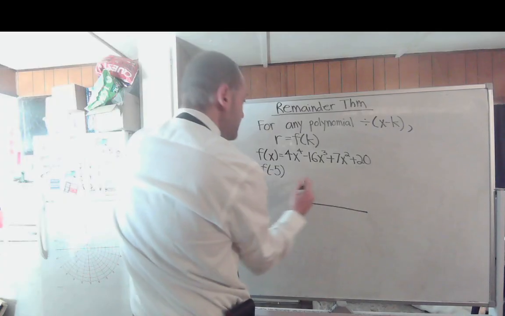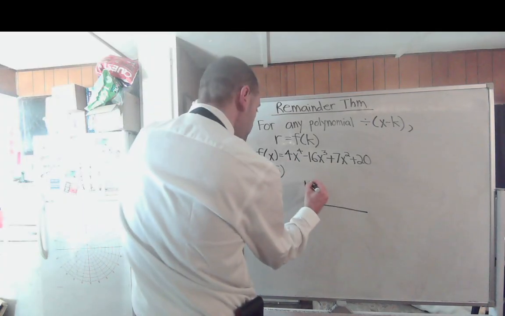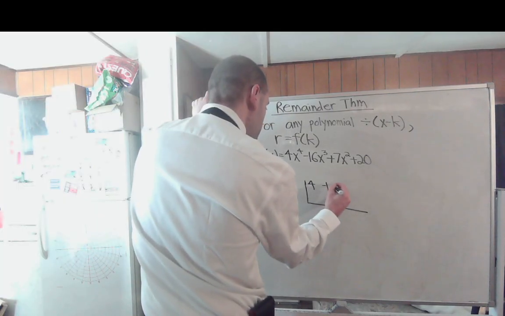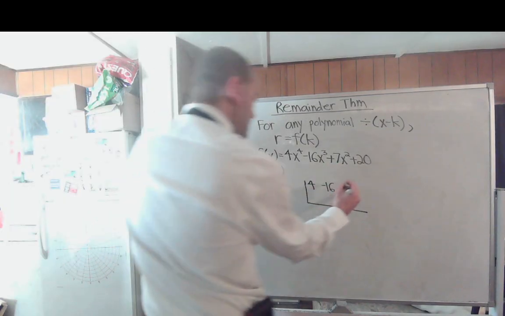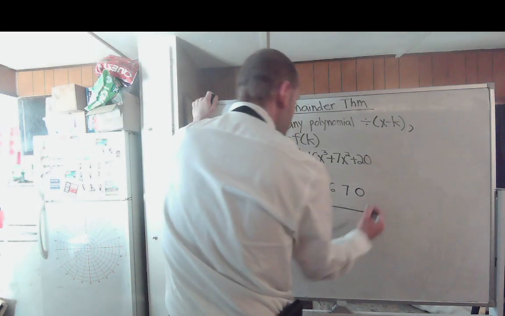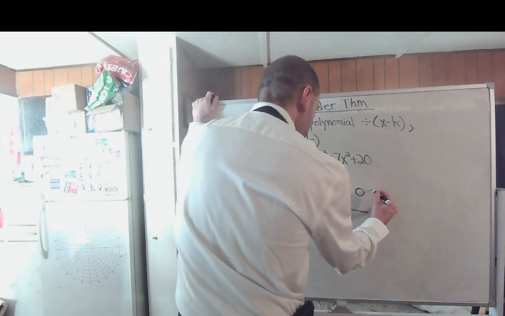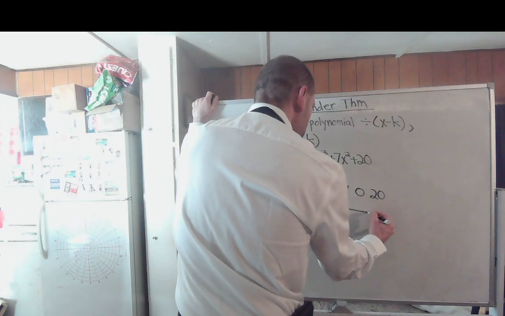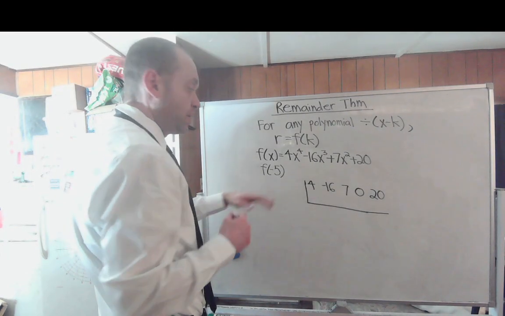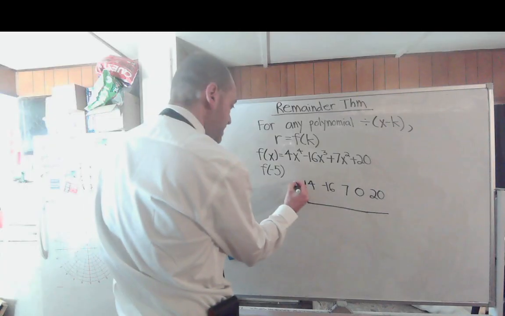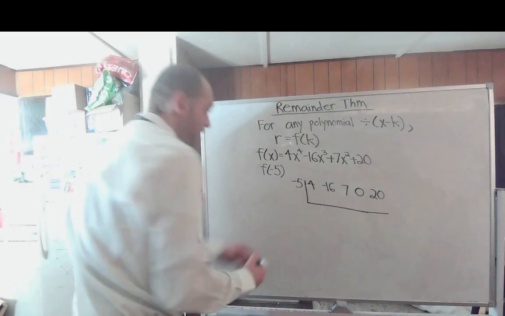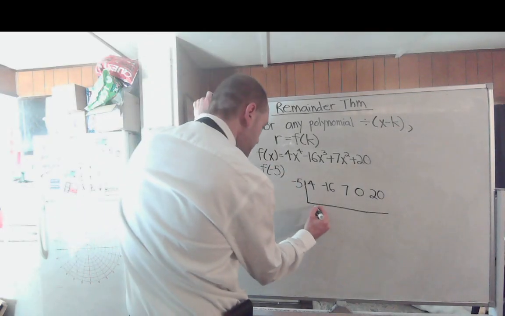So our dividend, the coefficient on x to the fourth is 4. The coefficient on x to the third is -16. The coefficient on x to the second is 7. We don't have an x to the first term, so that's going to be a 0 coefficient. Then our constant term is +20. So it's just writing everything out in descending order. And since we're evaluating f of -5, we're going to divide all this by -5.